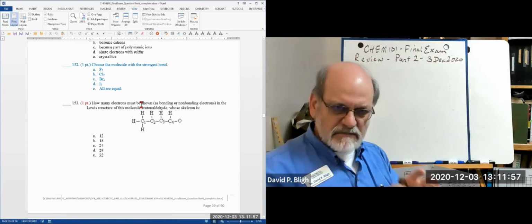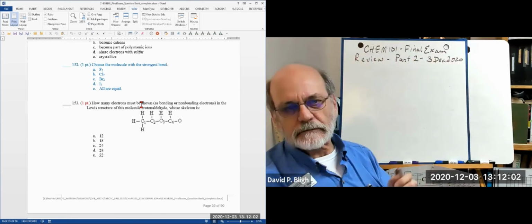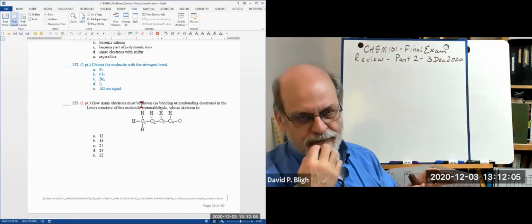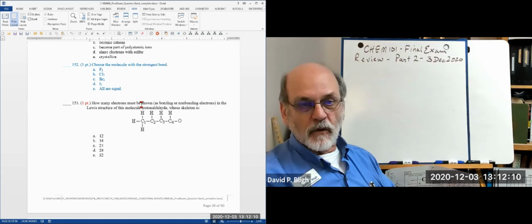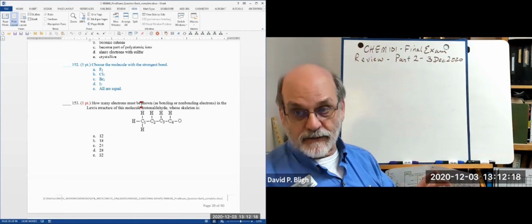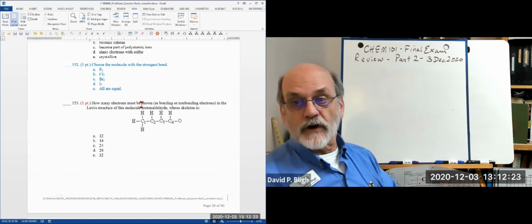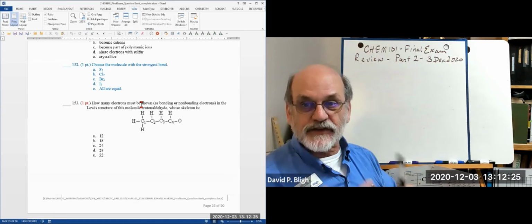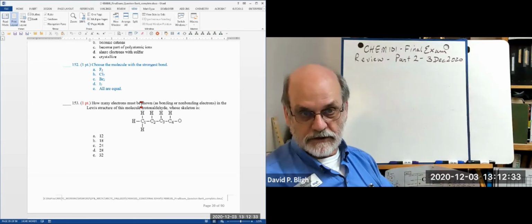This one is sort of tricky. Choose the molecule with the strongest bond. We have to consider two things here. One is the size of the atoms, because these are all halogens, right? So they're going to have a similar bond structure. In other words, p orbitals overlap to give these molecules.